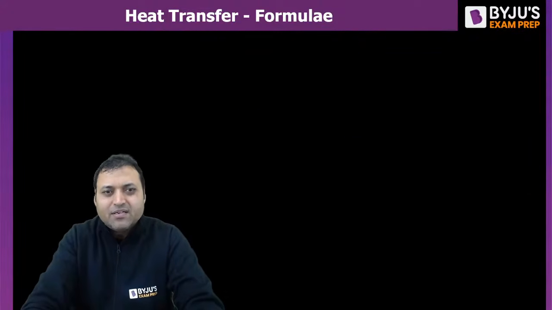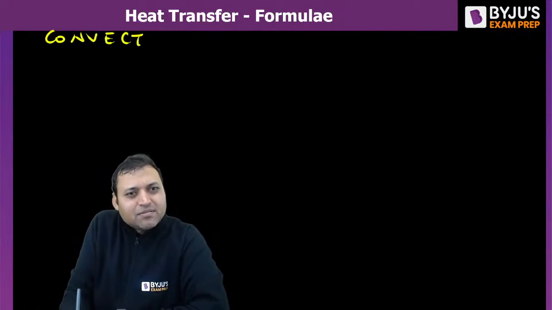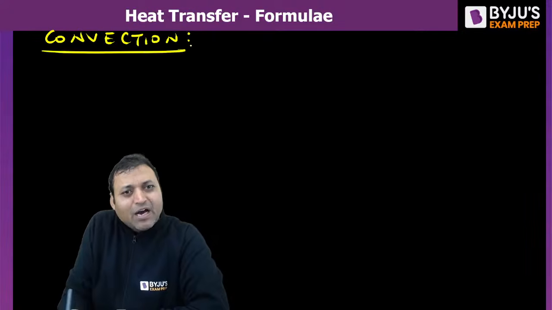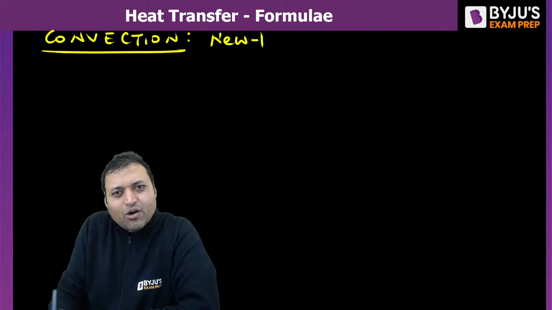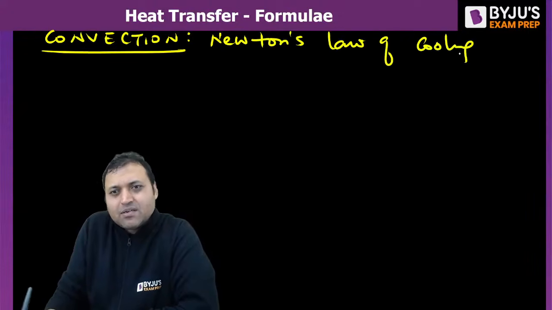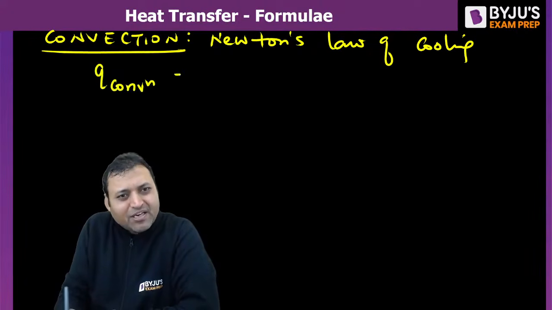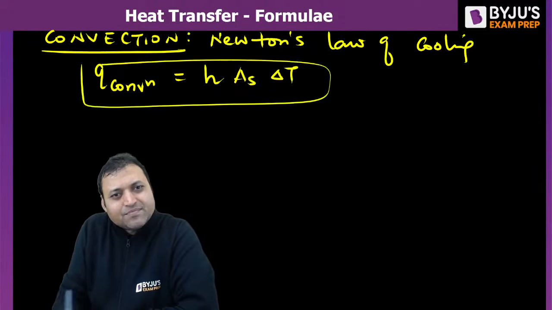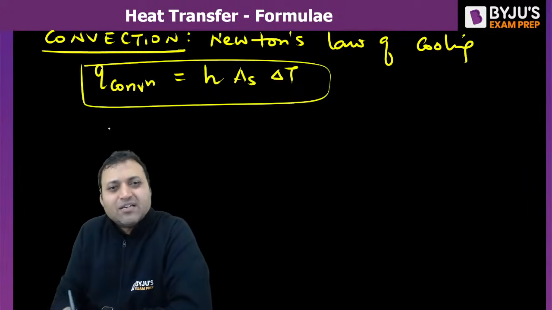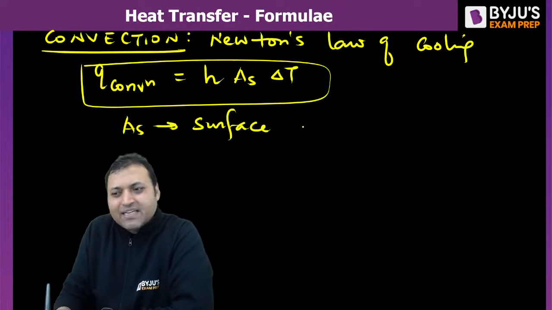Right? Then the next mode of heat transfer is convection. What is the governing law for convection? It is Newton's law of cooling, isn't it? According to Newton's law of cooling, Q convection is equal to H into As into delta T. That is the expression for Q convection, where As is the surface area.